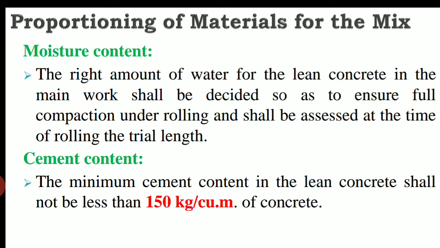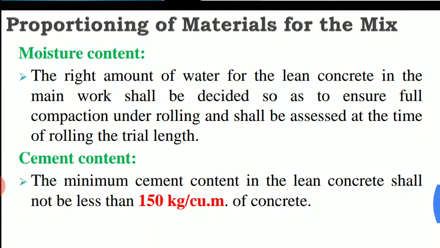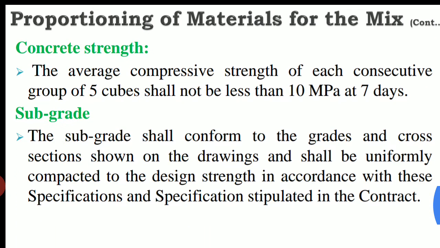And here the cement content: the minimum cement content in the lean concrete shall not be less than 150 kg per meter cube. Okay, so minimum we need to use a cement content of 150 kg for every 1 meter cube of concrete. Okay, and here proportioning of the materials for the mix.